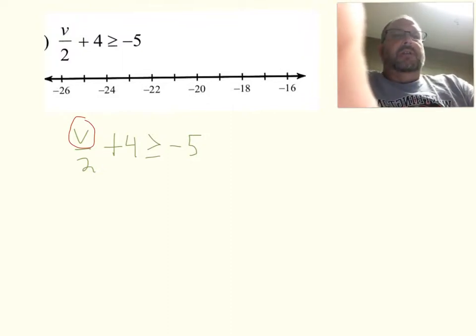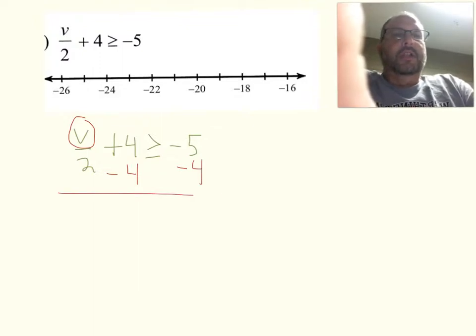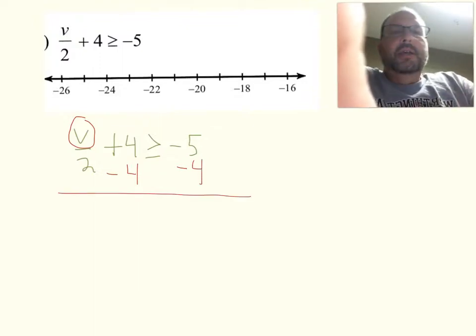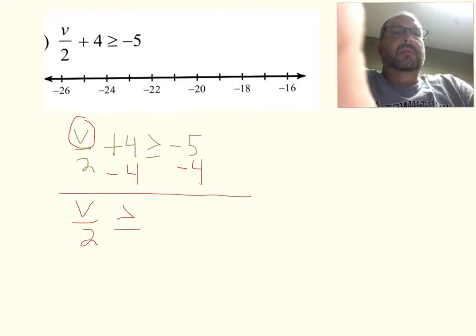My first step is to get rid of the 4. It says plus 4. Inverse operations would tell me to do minus 4. Whatever I do to the right side, I need to do to the left side. Left and right was mixed up there, but now over here on the left side I have v over 2 is still greater than or equal to.